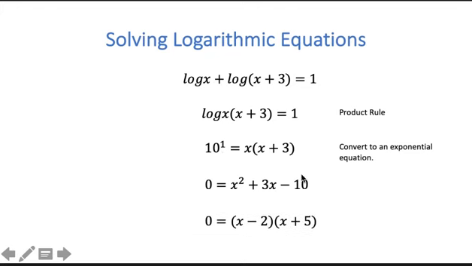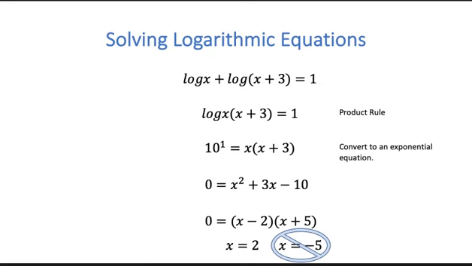I'm going to factor that expression, and the answers are x could be 10 or x could be negative 5. But remember, the argument can't be negative. So I can't have a negative number here, and I can't have a negative number here. So that means I'm going to have to reject that answer of negative 5. So the only answer to this question is 2.